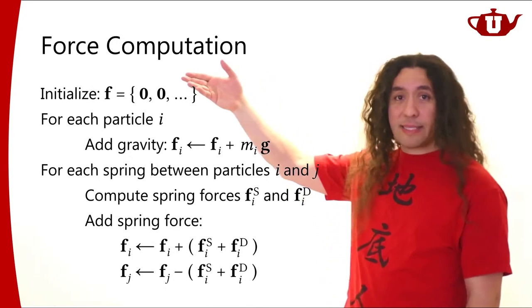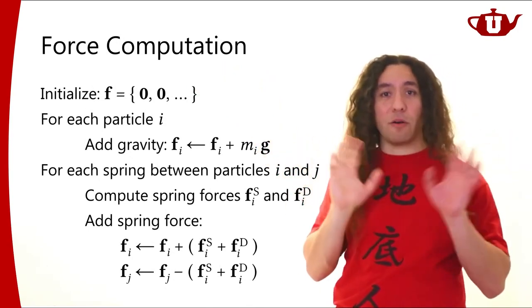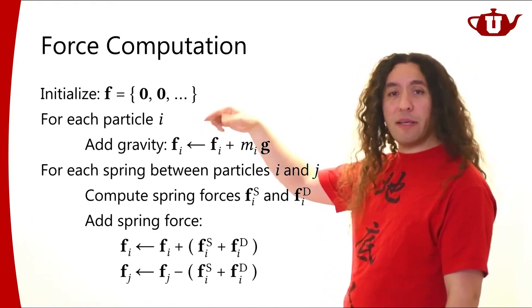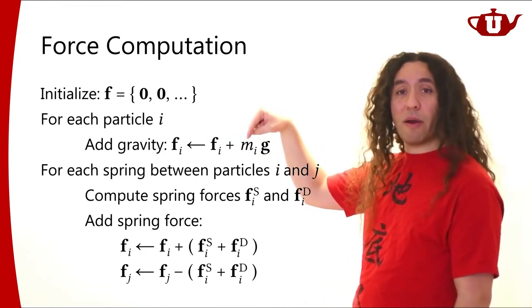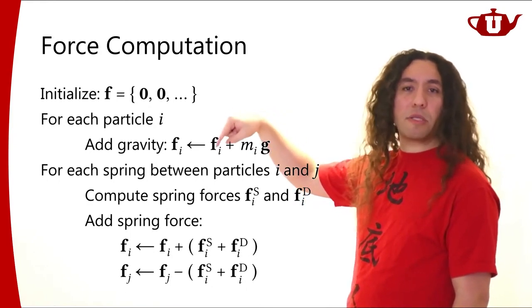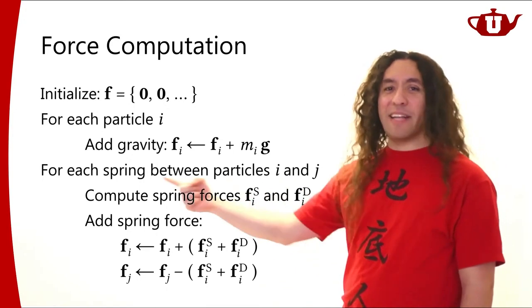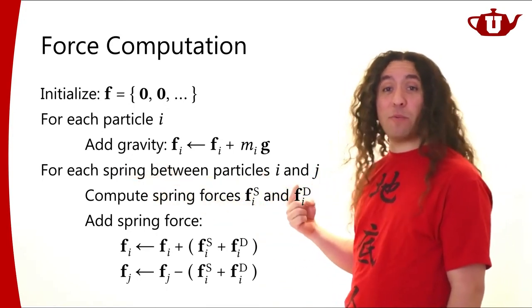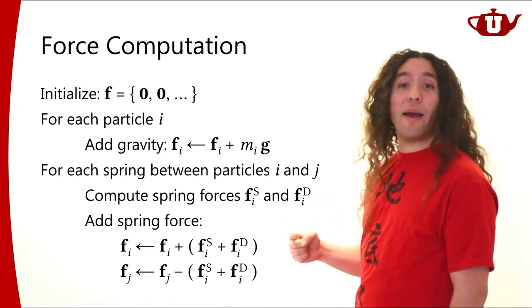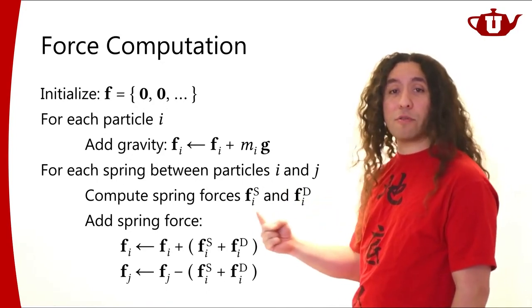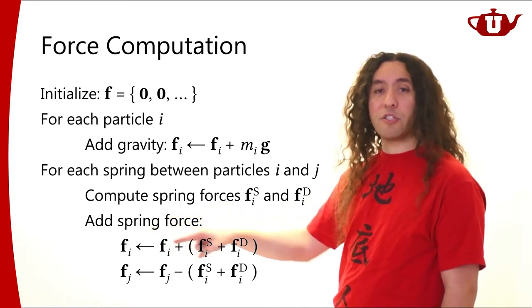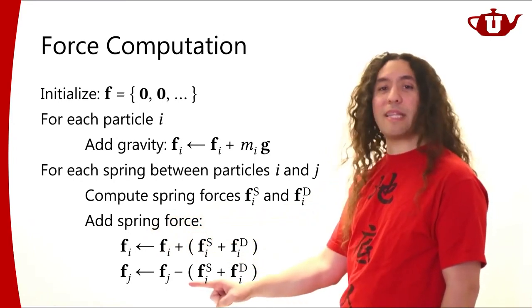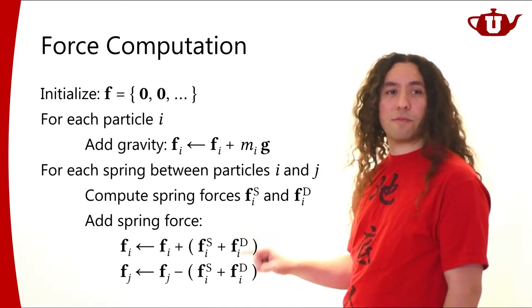Now, we typically start by saying all the forces are zero, no forces acting on anything, and then I'm going to add gravity. I apply gravity for each particle. I'm multiplying the gravitational acceleration with the mass of the particle. Well, F_i in this case is zero, so you could probably omit that. And then for each spring between particles i and j, I'm going to be computing the spring force and the damping force. And I'm going to add the spring force and the damping force to both particle i and particle j. Of course, for particle j, I am using the negative, the inverse of this force. Right?